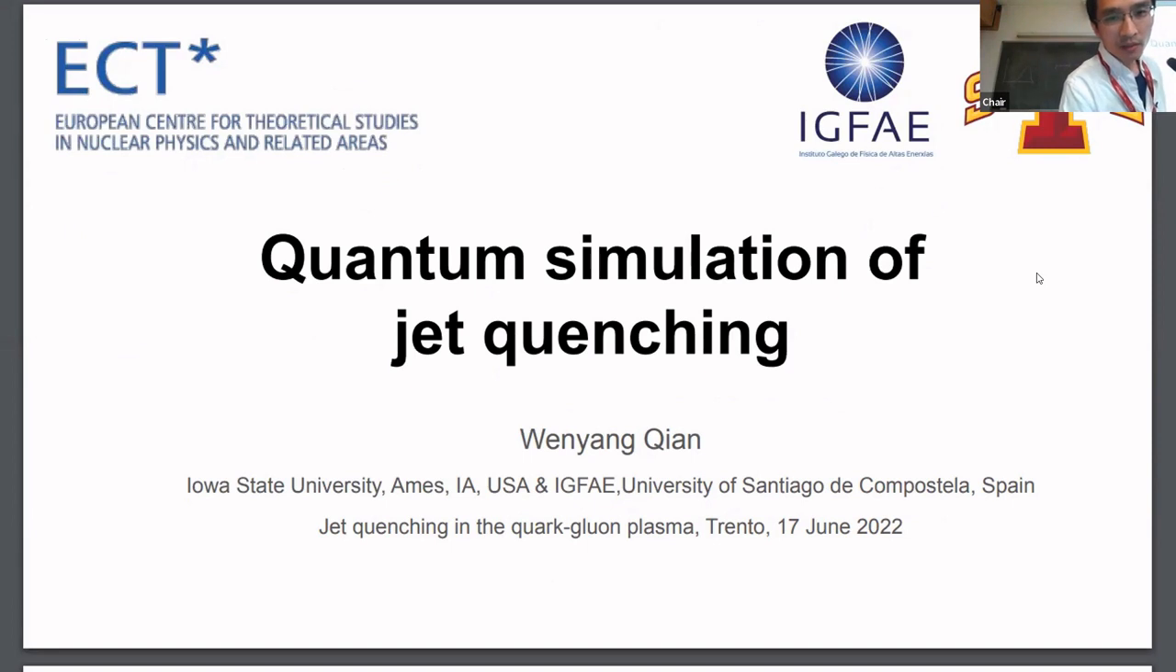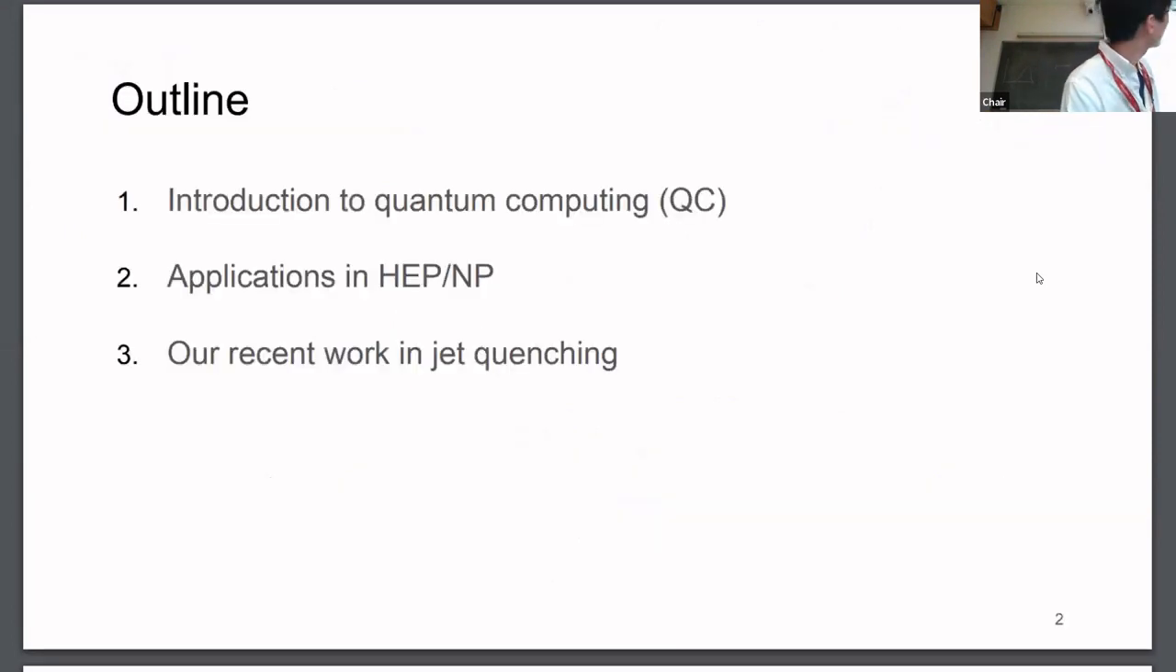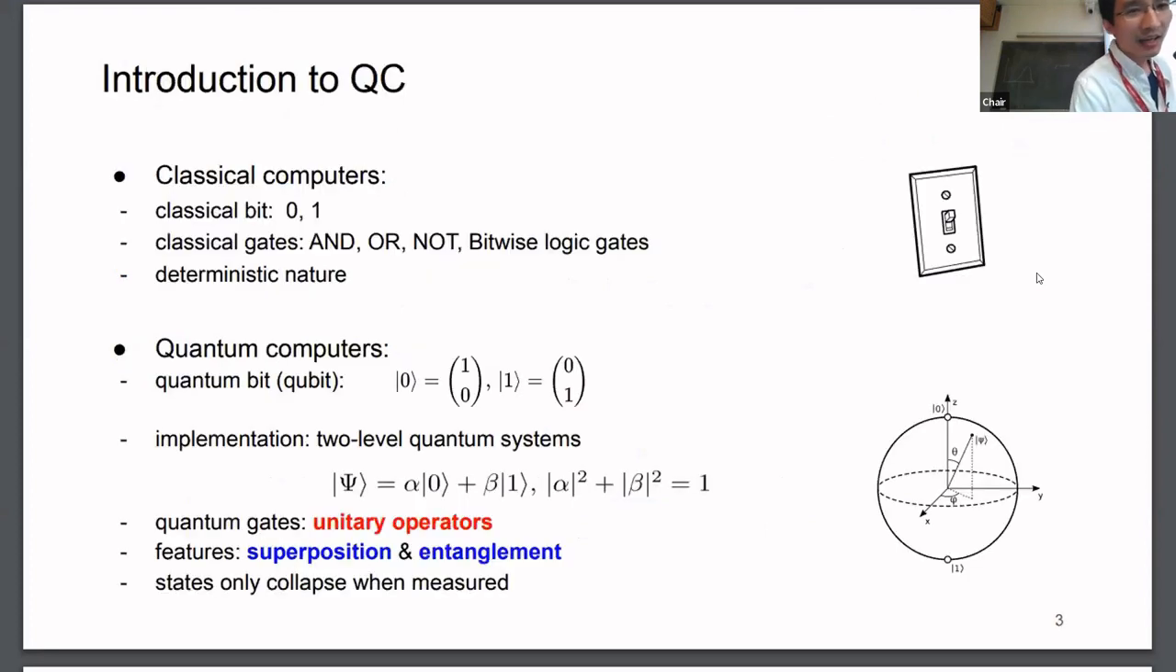So today, I would like to talk about quantum simulation of jet quenching. So first, let's see. This is the outline of the talk. First, I will give a brief introduction to quantum computing. Then I'll highlight some applications in high energy physics and nuclear physics. And lastly, I'll talk about our recent work in jet quenching.